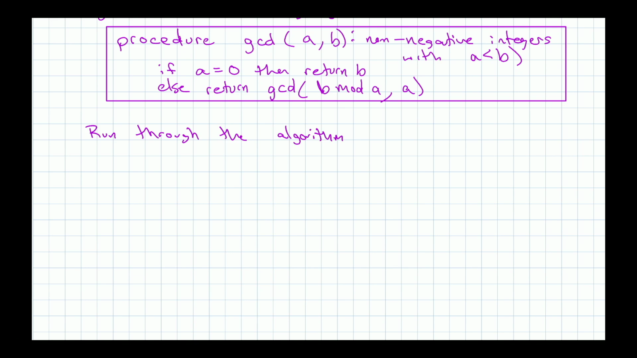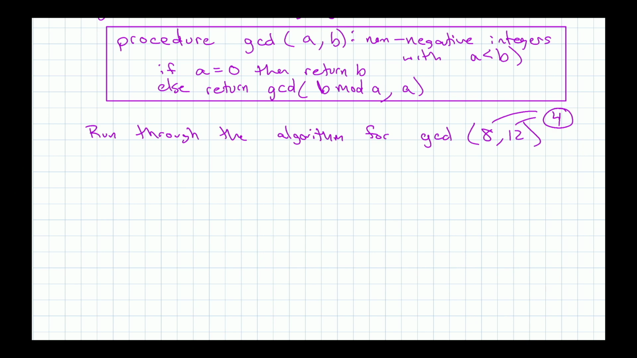Actually, maybe not. Let's do 8 and 12 for GCD of 8 and 12. Okay, so what is that GCD, by the way? Hopefully you realize it's the biggest number that goes into both. The biggest number that goes into both of those is going to be 4, right? 4 goes into both of those. So let's try the code.